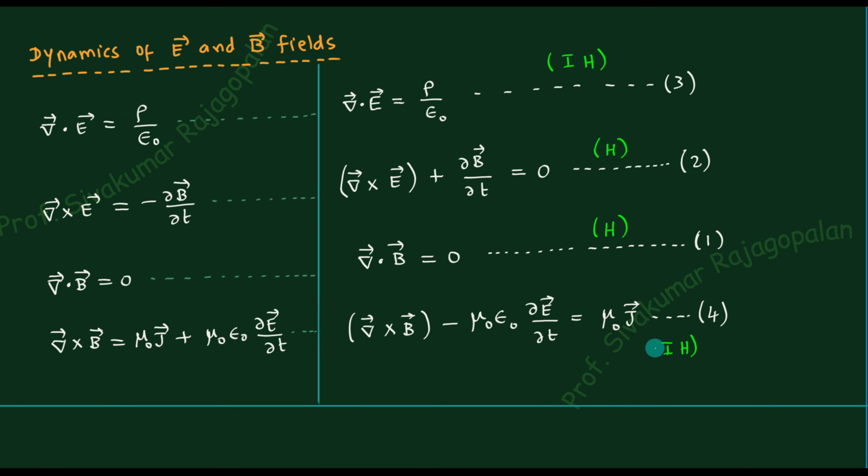So what is IH? IH is inhomogeneous. That's all. H means homogeneous equation. IH means inhomogeneous equation.